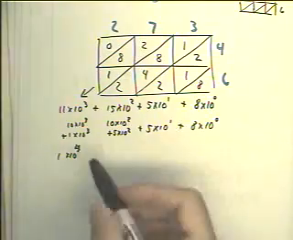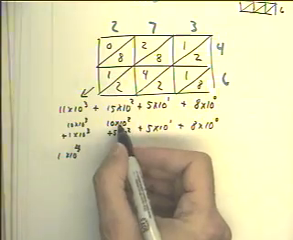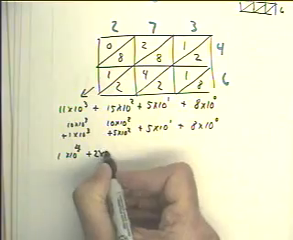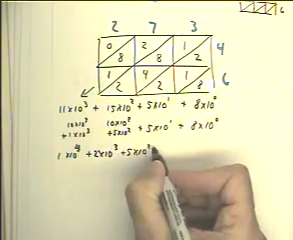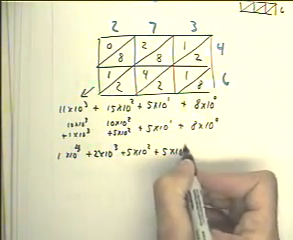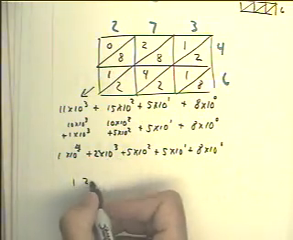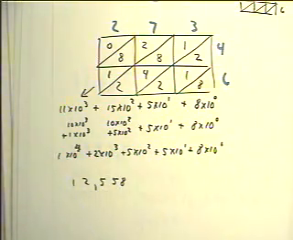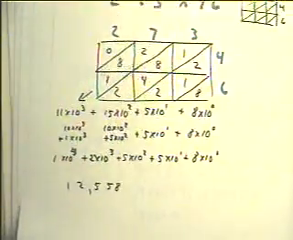And then we have a 1 times 10 to the third here. 10 times 10 to the second is 10 to the third. So we're going to have a 10 to the third and a 10 to the third. That's going to give us 2 times 10 to the third. And then we have our 5 times 10 to the second plus 5 times 10 to the first plus 8 times 10 to the 0. And we now see that our number is 1, 2, 5, 5, 8, 12,558.